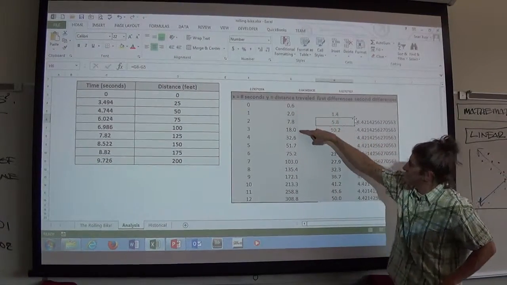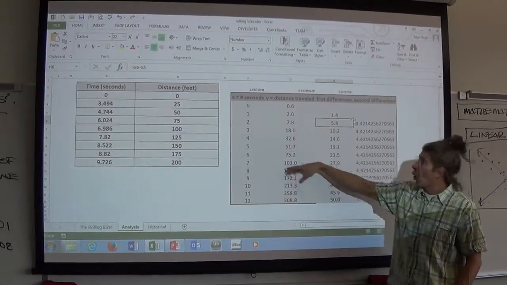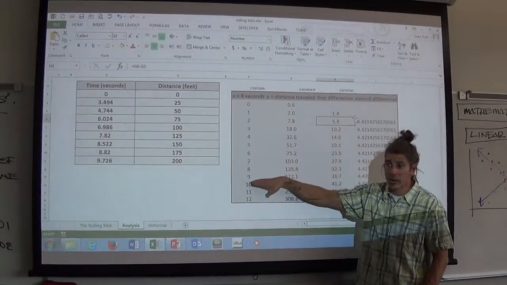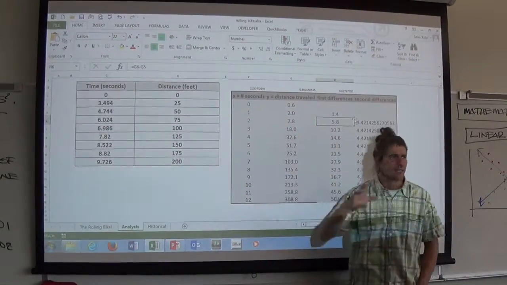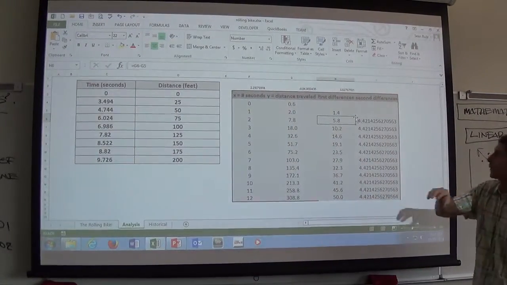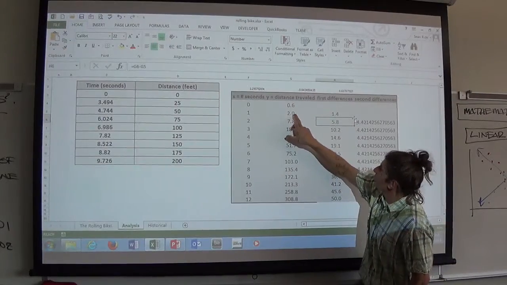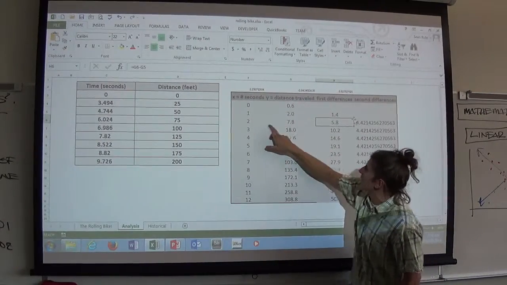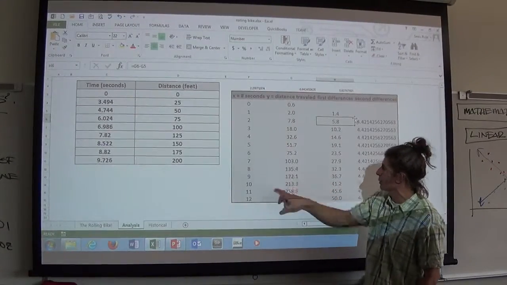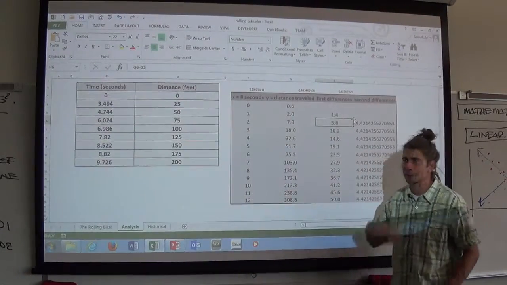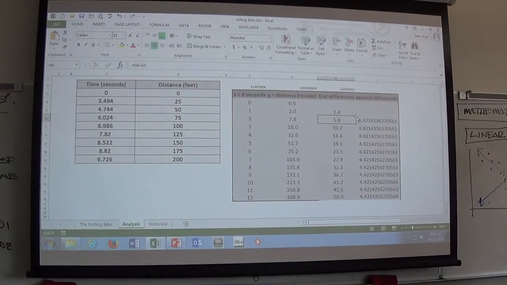This is how much distance I would have traveled over those time periods. Now I know it looks a little bit weird because it says 0.6 at 0 seconds. That's the result of the best fit of the curve. So what I've got is, I'm at 2 feet after a second, 7.8 after 2, 18 after 3, 32.6 after 4, and so forth and so on. About 213.3 after 10.